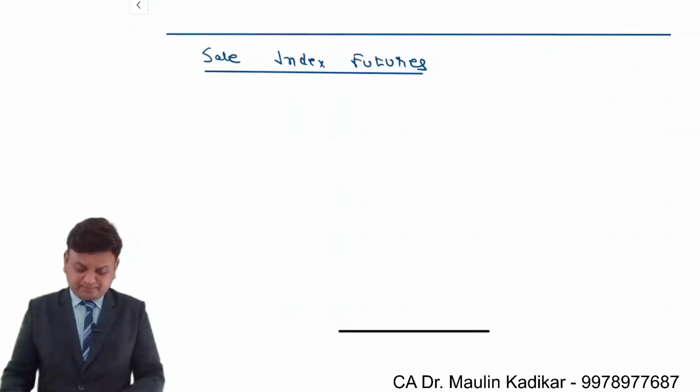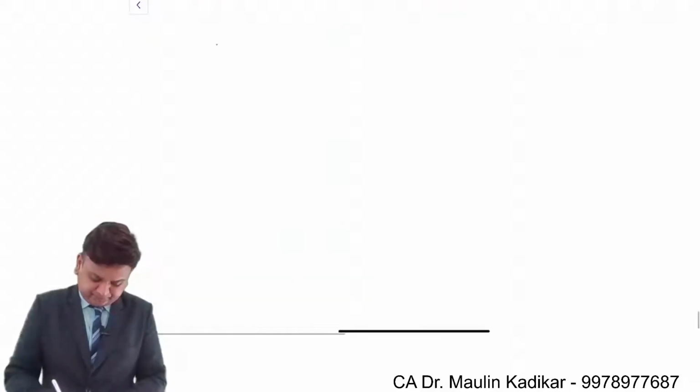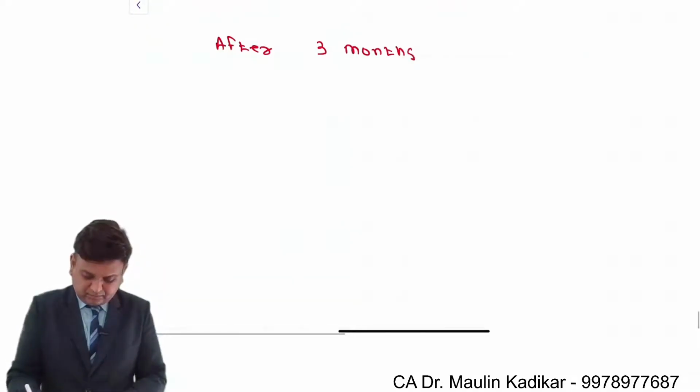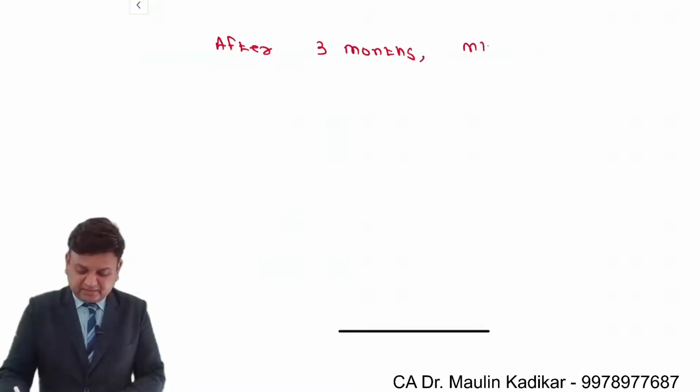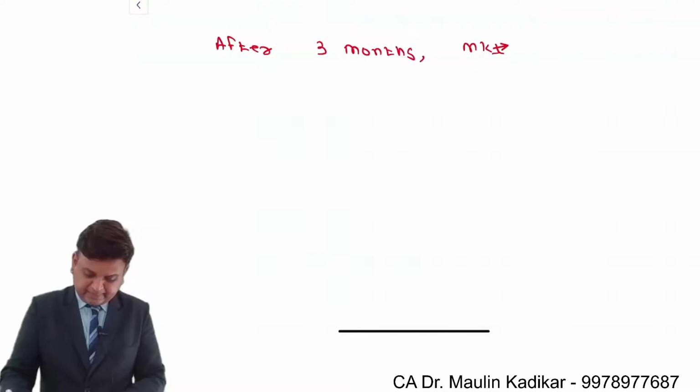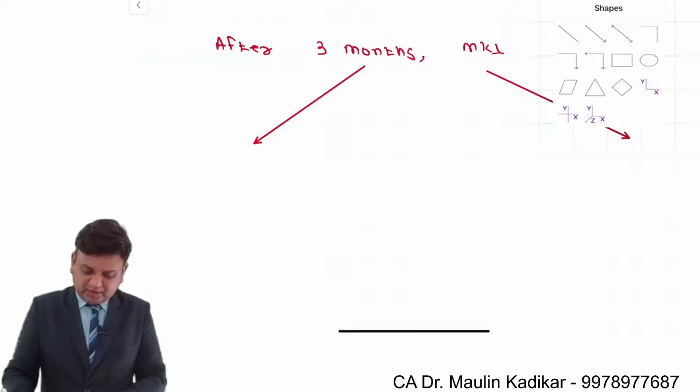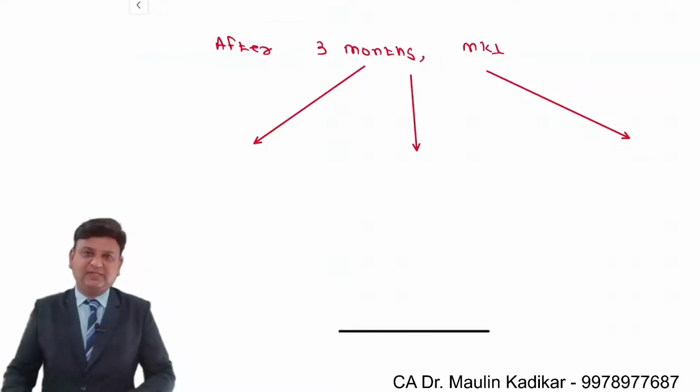Let us understand. Now, after 3 months, we understand that the market might have gone down, might have gone up, or it may remain stable. Okay, one of the 3 possibilities is there.